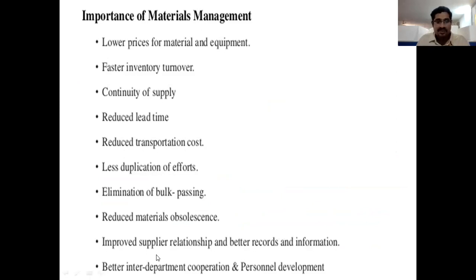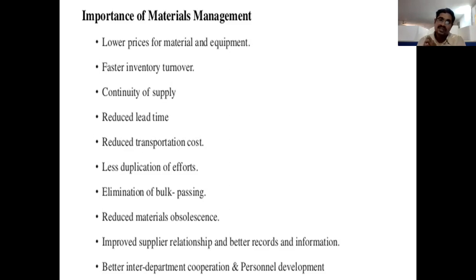Next, improved supplier relations and better records and information. Improved supplier relations, and maintaining proper, better records is a major benefit from our materials management, right? So better relationship means here, we are the manufacturers and we need materials.